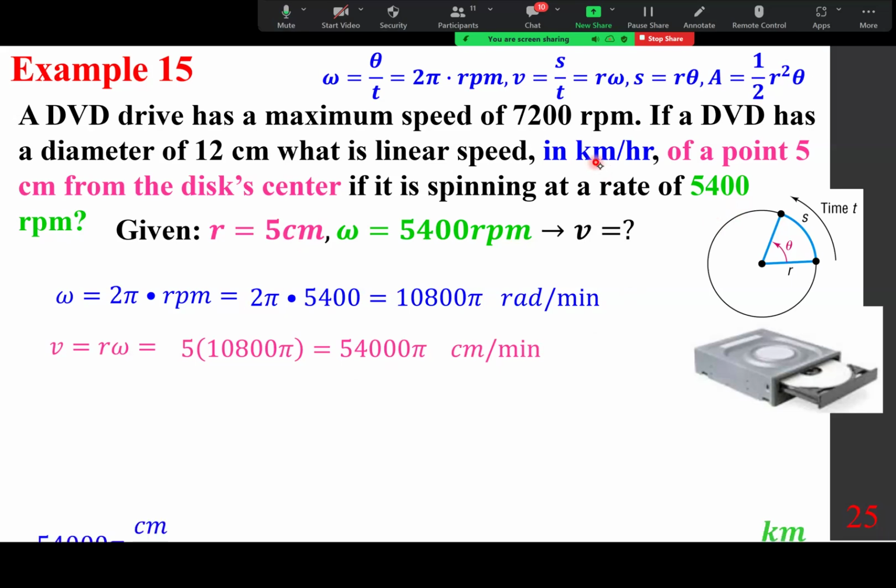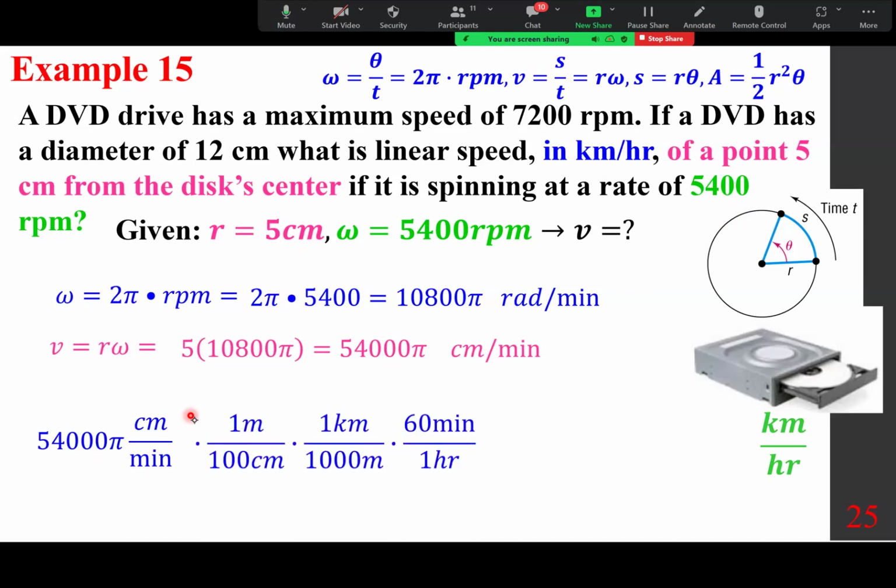So again, when we look at this, this is done, except if we want to change it to kilometers per hour, we are going to write 54,000 pi centimeters per minute is going to be how many kilometers per hour. So again, we are going to have a unit conversion. Remember, 1 kilometer is 1,000 meters. 1 meter is 100 centimeters. 1 hour is 60 minutes. We're going to have all of those. Again, class, remember, you want kilometers at top, you want hours at the bottom, okay? So 1 kilometer over 1,000 meters, 1 meter over 100 centimeters, and 60 minutes over 1 hour.